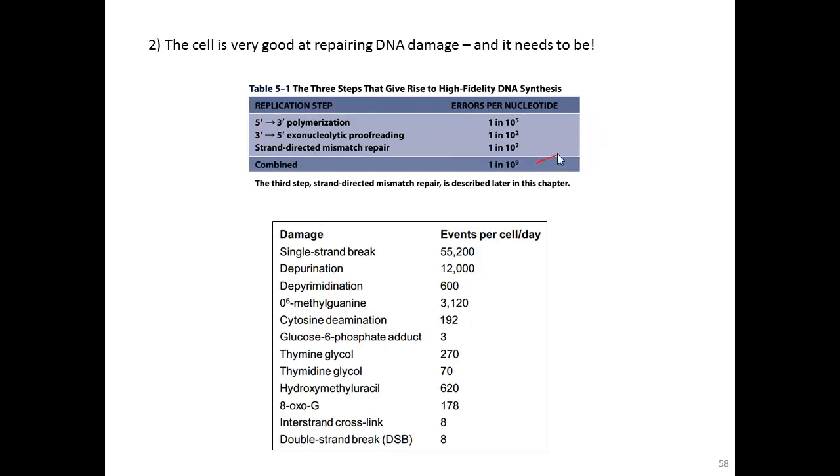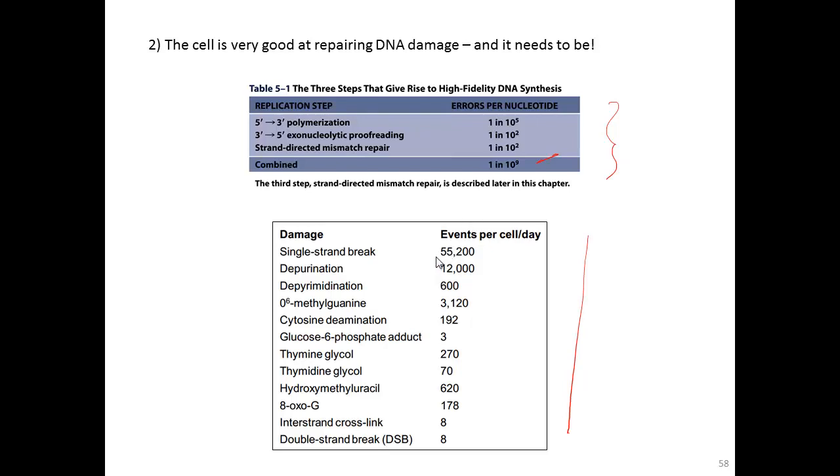One mistake is made every 10 to the 9th base pairs. However, that's still large enough to mean that there's going to be at least 3 mutations every time a human cell divides. But in addition to the amount of DNA repair that a cell has to do, there are many DNA damaging events that occur every day, which the cell has to be sure to be able to repair. The numbers can be staggering.